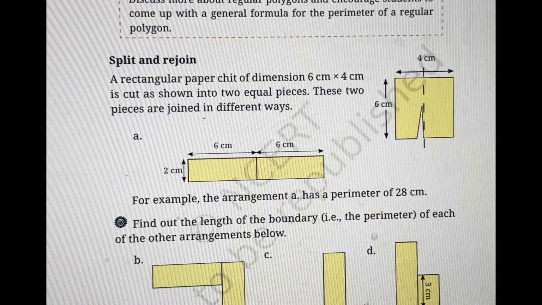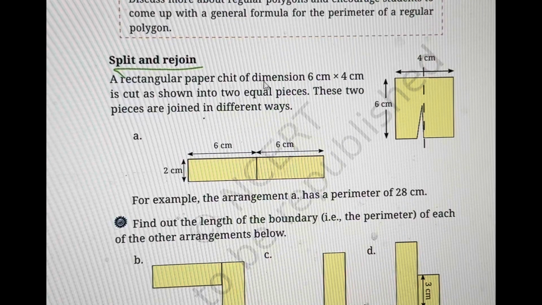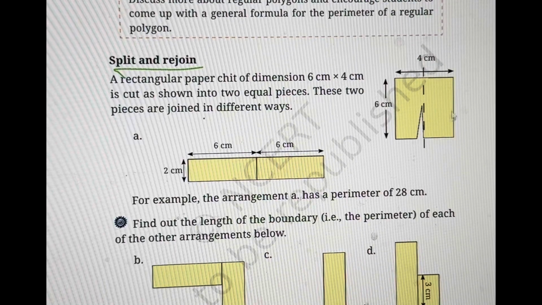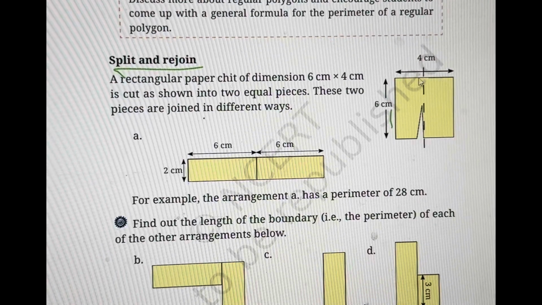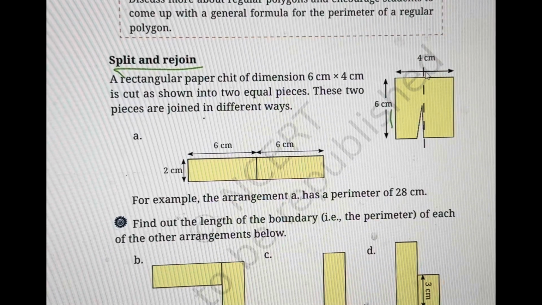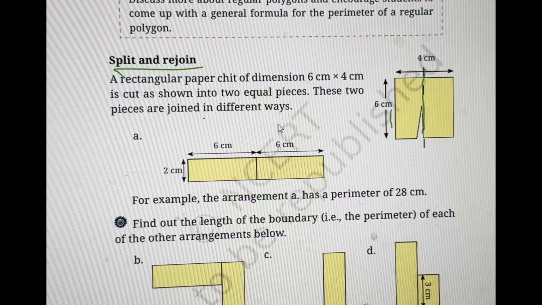Split and rejoin. Now what is done over here? A rectangular sheet of paper. Here this is the sheet of paper, and its length is 6 centimeter and width is 4 centimeter. It is split. It is cut from here, and two rectangular pieces are made. Right. So I'll just show you this. Suppose this is a rectangular sheet of paper.